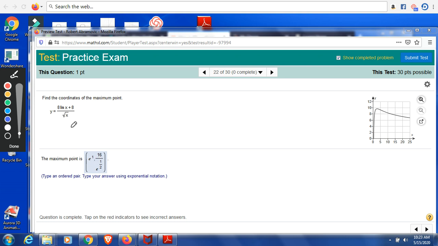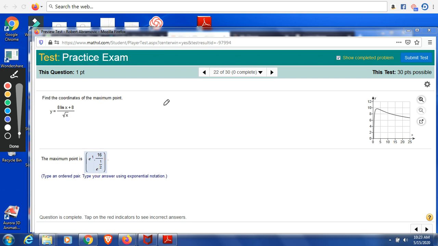Now when we plug in x equal to e into this expression, what do we get? Ln of e is 1. 8 plus 8 is 16. Square root of e is e to the half. So that's why the maximum point is e to the first power, comma, 16 over e to the 1/2 power.